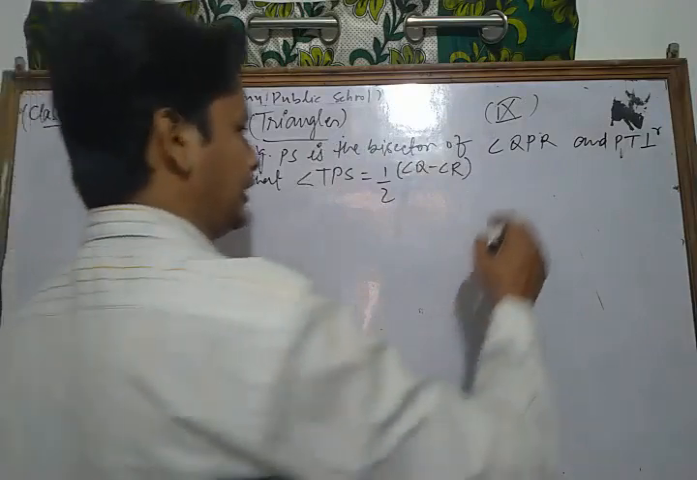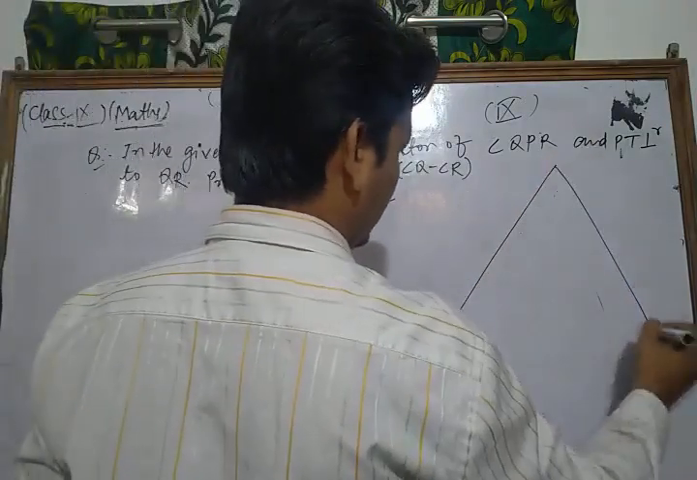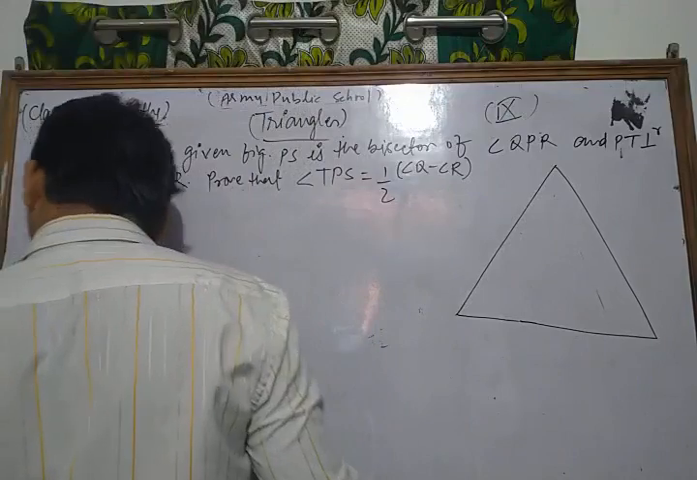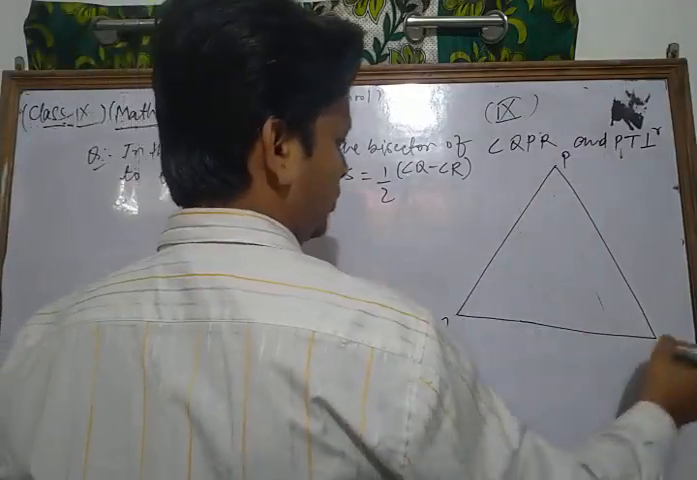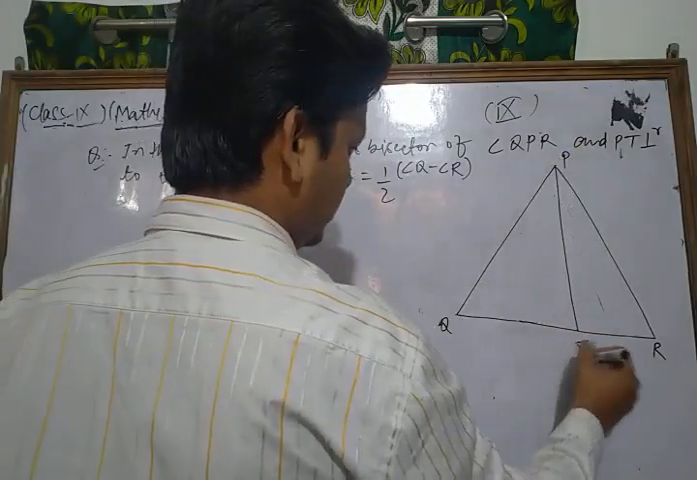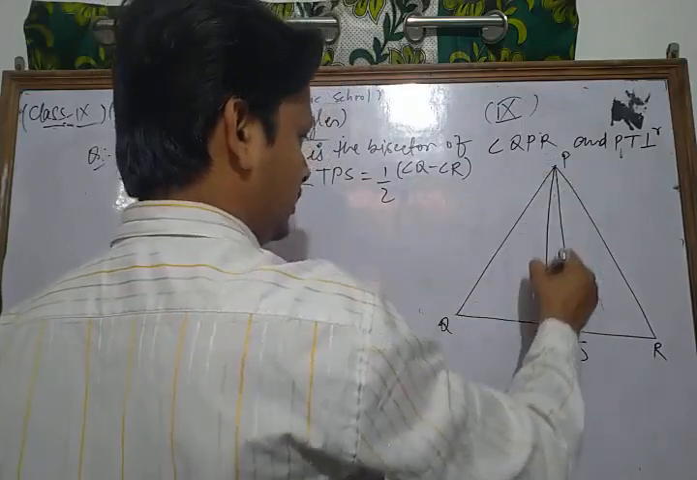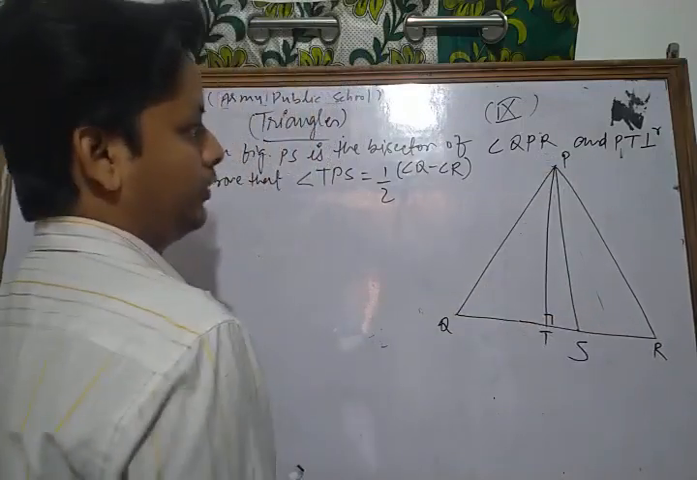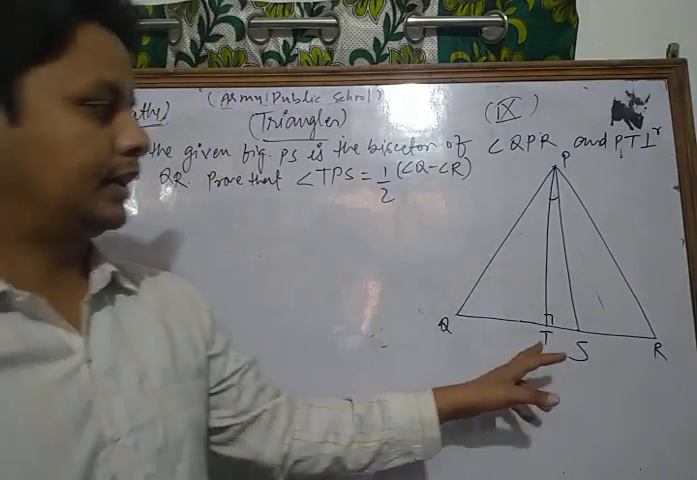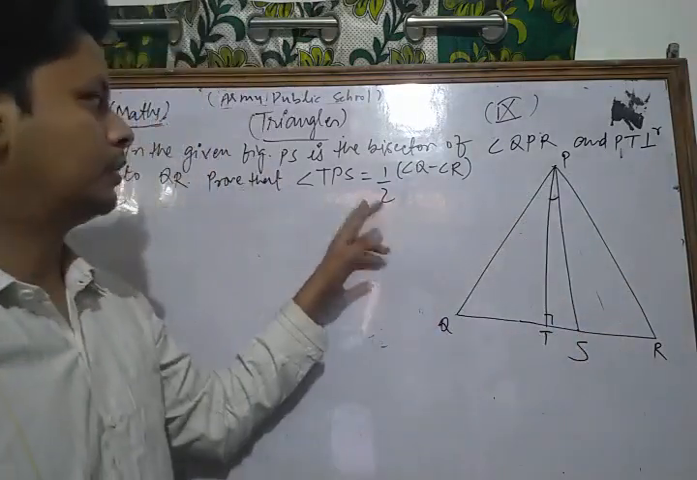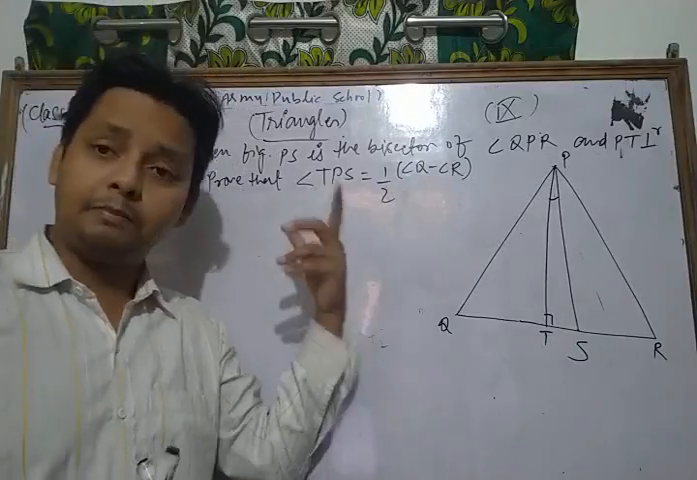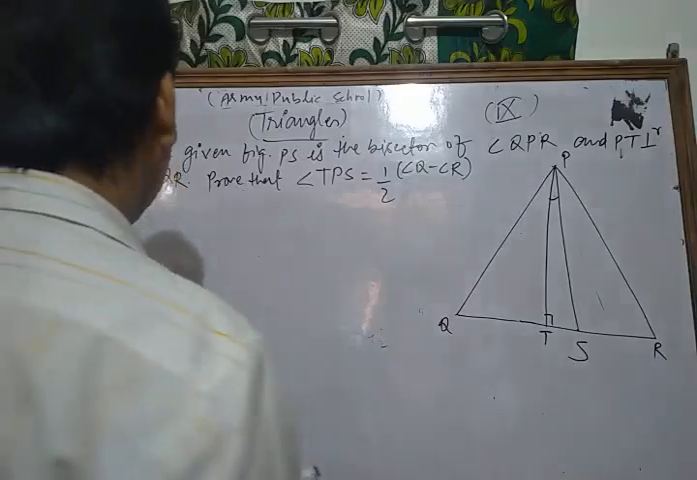Your figure is this: you have a triangle PQR, and PS is the bisector, and PT is the perpendicular. We have to show that angle TPS is equal to 1 upon 2 of angle Q minus angle R. This is one of the most important questions and an important result also. Now let's see its solution.